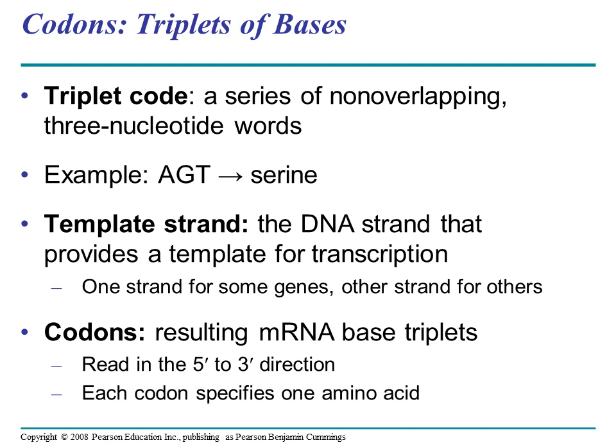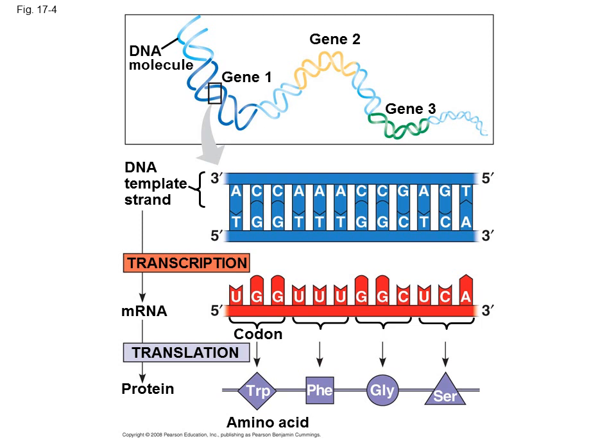Now, remember that DNA is a double helix. It's made up of 2 strands. So here you can see at the top an example of the double helix. And if we zoom in on part of the double helix, we see 2 strands of DNA. One of them is a template strand. So the template strand in this example goes A, C, C, A, and so on.